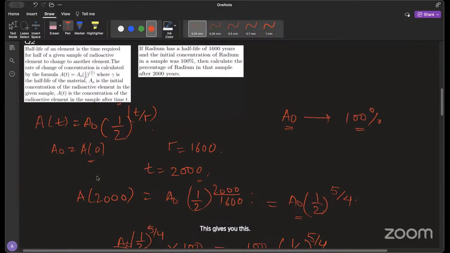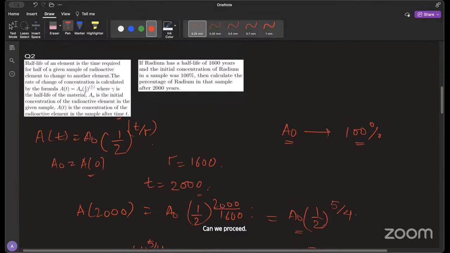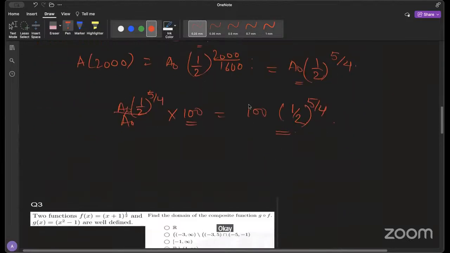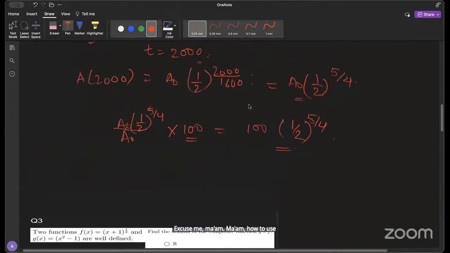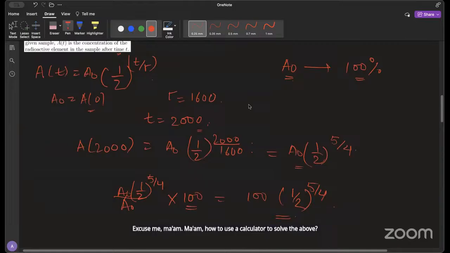Can we proceed? Yes, ma'am. Excuse me, ma'am, how to use a calculator to solve the above problem? Because this on-screen calculator is a little new to us. Can you guide us on how to use the calculator to solve this?